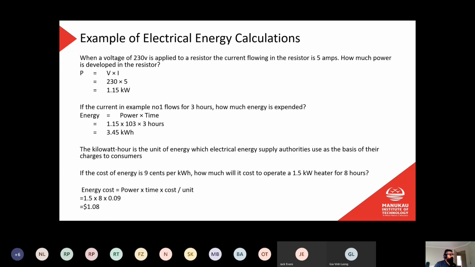Why on earth have we added 103 in there? What's going on? Yeah, ignore that bit in the middle, 103.